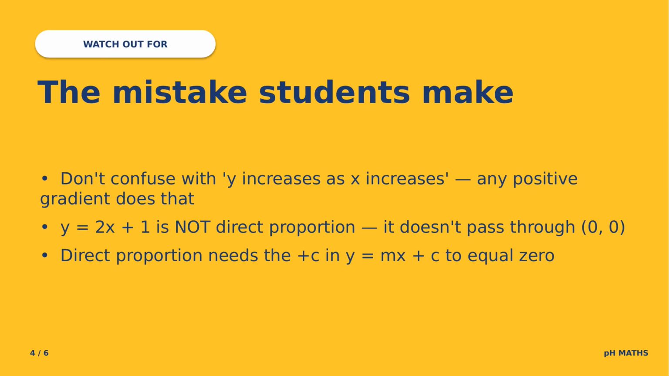One mistake to watch for, don't confuse direct proportion with y increases as x increases. Any positive gradient does that. Y equals 2x plus 1 increases, but it's not direct proportion because it doesn't pass through the origin. Direct proportion needs the plus c term to equal 0, so always check the line goes through 0, 0.